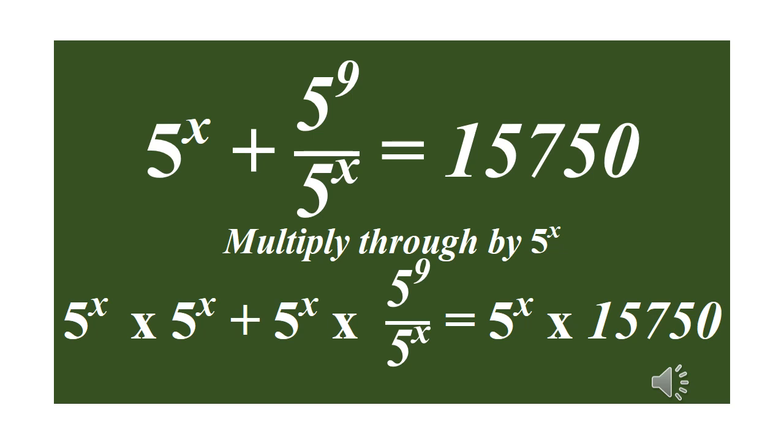Now, if we multiply through by 5 raised to power x, what we have is 5 raised to power x times 5 raised to power x plus 5 raised to power x times 5 raised to power 9 over 5 raised to power x equals 5 raised to power x times 15,750. That means we are multiplying through by 5 raised to power x.